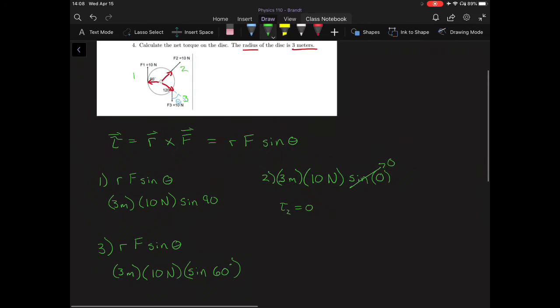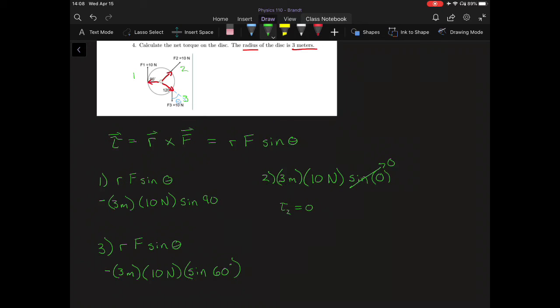Now, the other important thing to know is in all these cases, torque is a vector. So we need to know, is it going in the positive or the negative direction? So we use the right hand rule, and we point our fingers in the direction of the radius and curve them in the direction of the force, which is going to give us the positive direction. However, all of these forces, with the exception of 2, because it's parallel to the radius, go in the negative direction. So we're going to have a negative on torque 1, and a negative on torque 3.